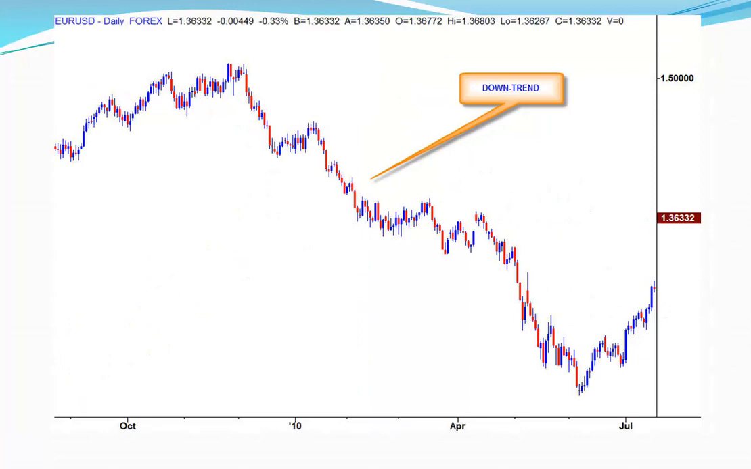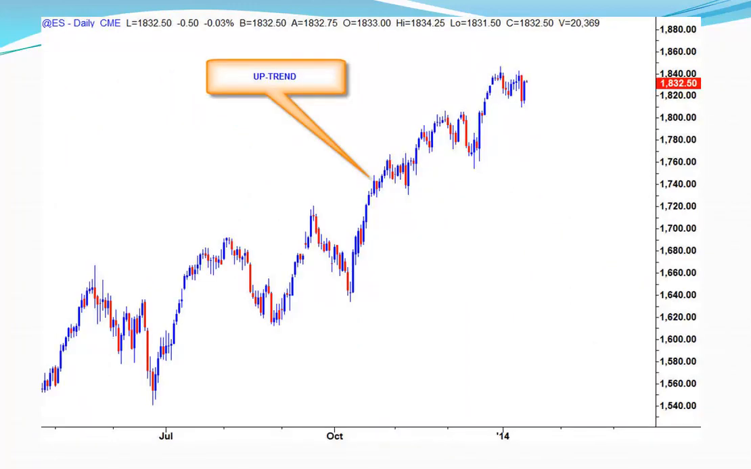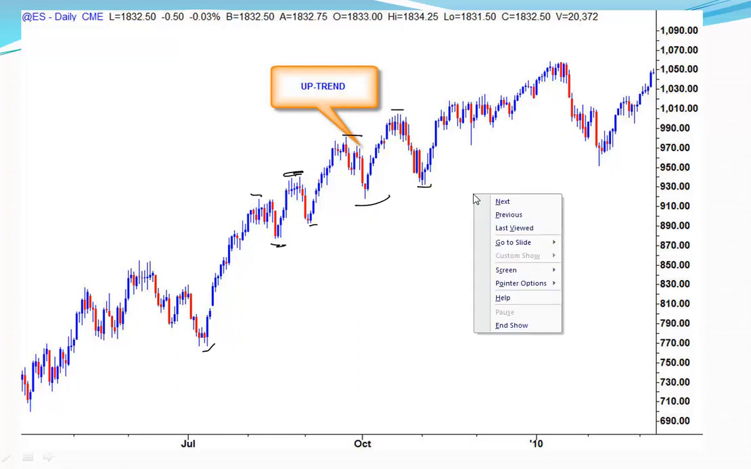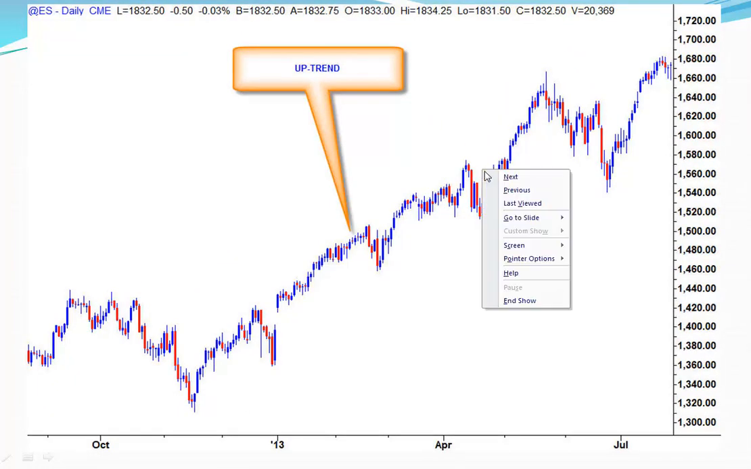And we discussed what a downtrend was. We discussed what an uptrend was. And basically, the uptrend is higher highs and higher lows. Every high is higher than the prior high, and every low is higher than the prior low. And that is what an uptrend is, or a trending market.